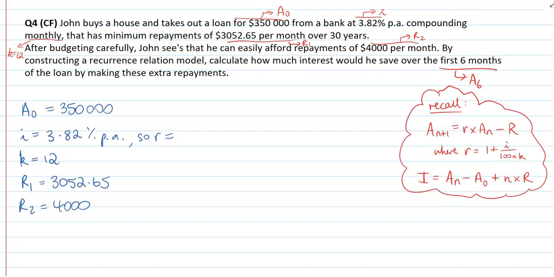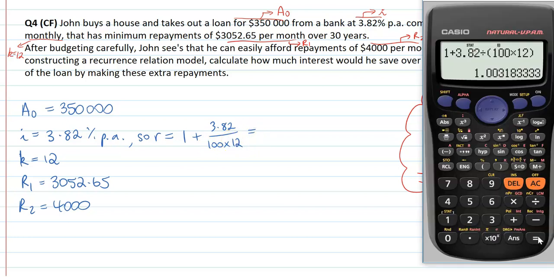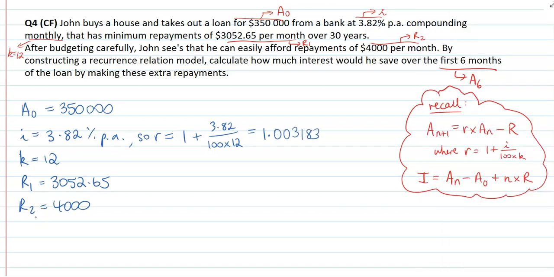Write down your facts. The first part of extra information that we need is the rate itself. So we find that by doing 1 plus 3.82 over 100 by K, which in this case is monthly, so it's 12. That gives us a little r value of 1.003183.